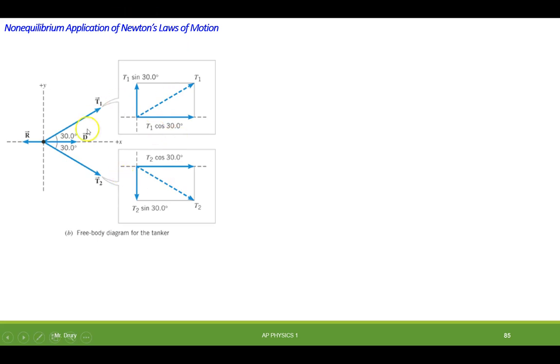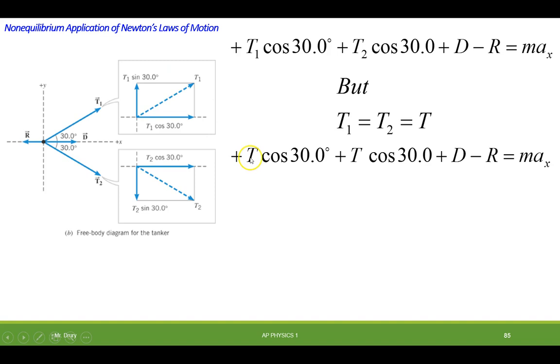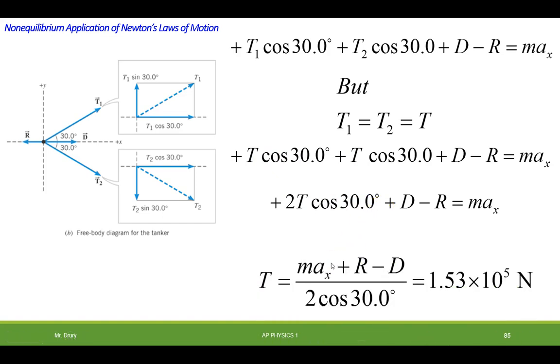I'll put this back up here so you can follow along. Now we have the sum of the forces in the x again. The sum of the force in the x is equal to mass times acceleration in the x. And I know that T1 is equal to T2, which I'm going to just replace with T, so I can reduce this whole equation down to T cosine of 30 plus T cosine of 30 plus D minus R equals ma. And since these are both the same, I can reduce it down to this. And then I can actually solve for T.